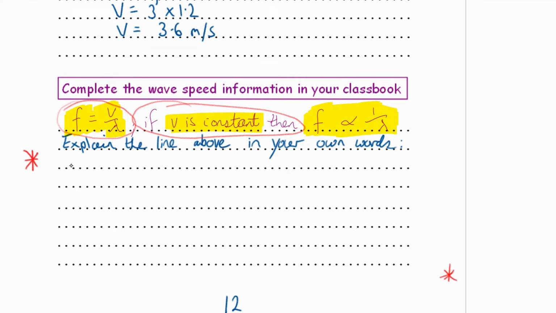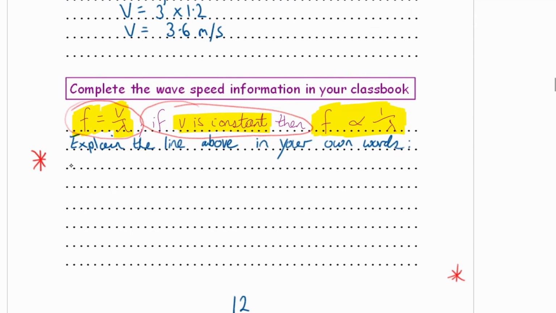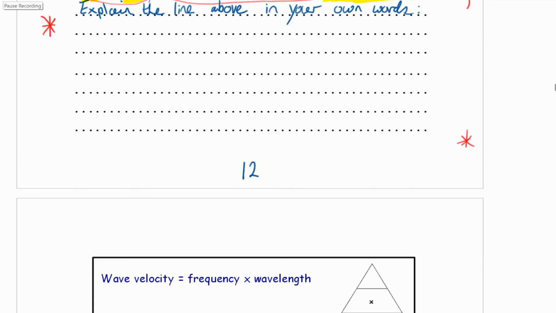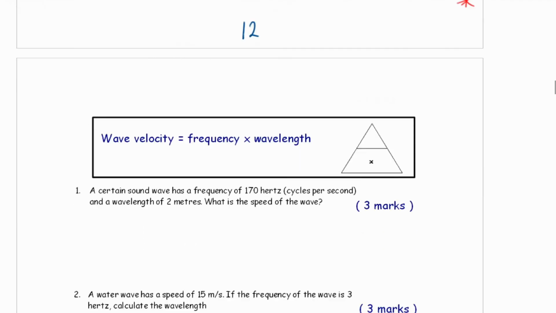This means if you double the frequency, you halve the wavelength. Because I could have written this down the other way around. Wavelength is inversely proportional to frequency. Press pause, complete that paragraph, and then press play. Move on then to page 13.